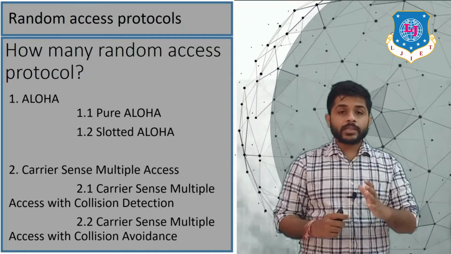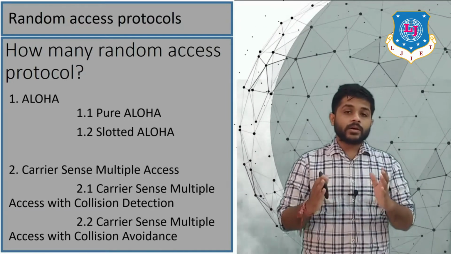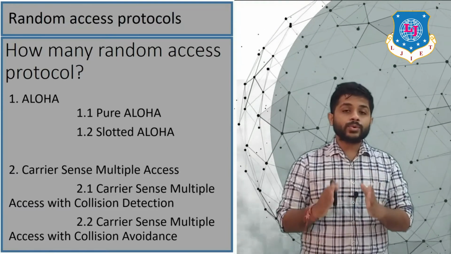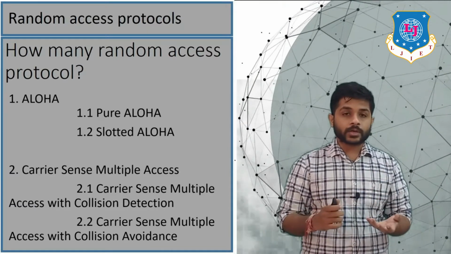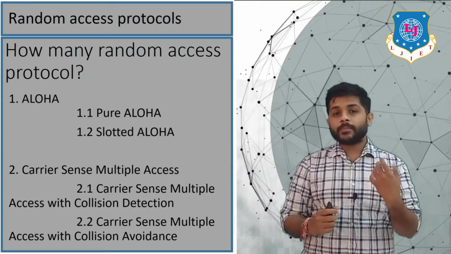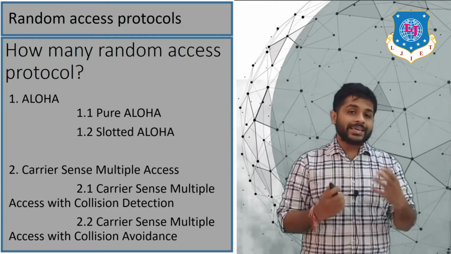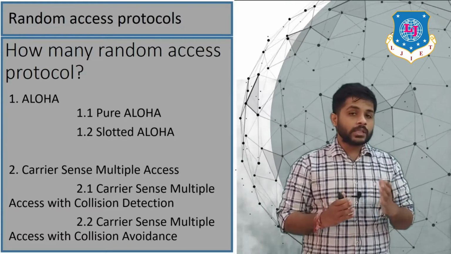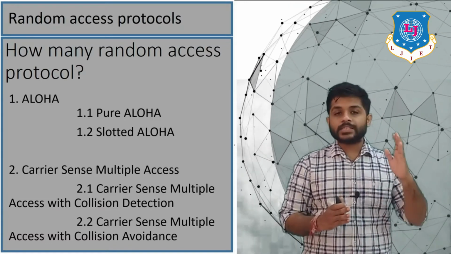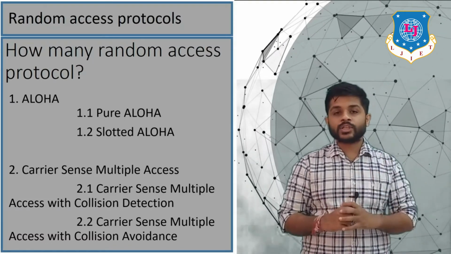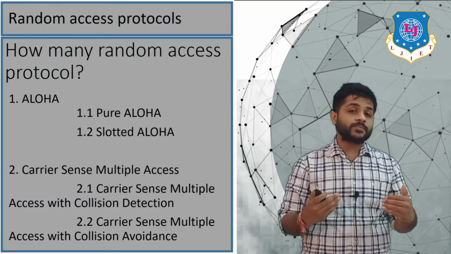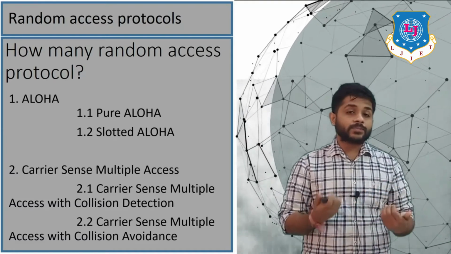In the ALOHA methods, the system is totally dependent on the acknowledgement. So after sending a packet, the sender will wait for the acknowledgement from the receiver. If the acknowledgement is not received, the sender will assume that its packet was part of a collision, so the station will retransmit the packet after some time.